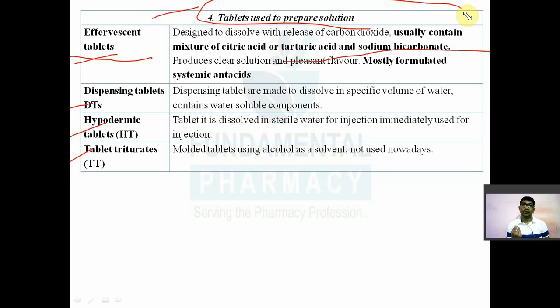So whatever effervescent tablets are there, mostly they are made up of a mixture of citric acid, tartaric acid and sodium bicarbonate. Now this is sodium bicarbonate, it is a basic, it gets absorbed in the systemic circulation, or other metals also get absorbed in the systemic circulation and can produce systemic alkalosis.